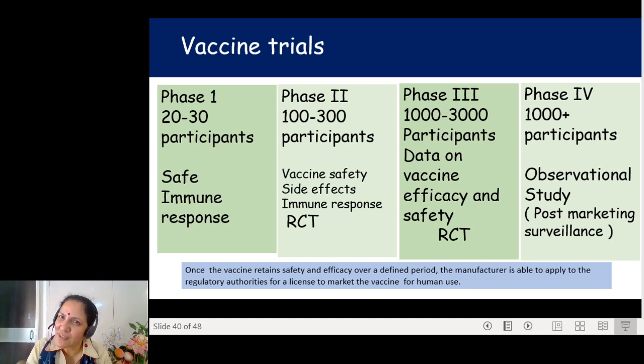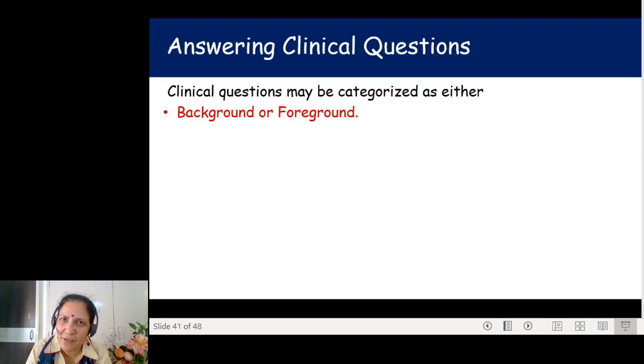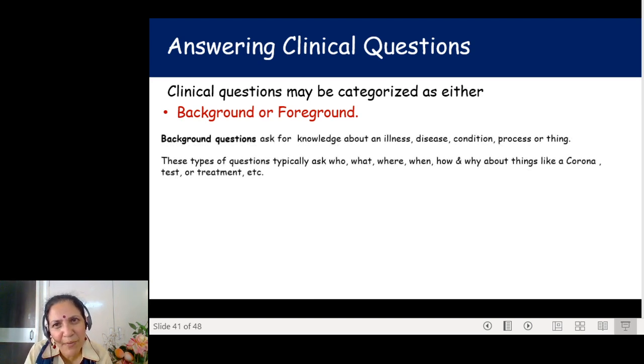So we see that in this, there's a clinical trial, the randomized control trial, and an observational study, which is the study design. So what we need to understand as clinicians, clinical questions can be categorized either background or foreground. Background questions ask for knowledge about illness, disease, condition, processes, things, and these type of questions typically ask who, what, where, when, how, why.